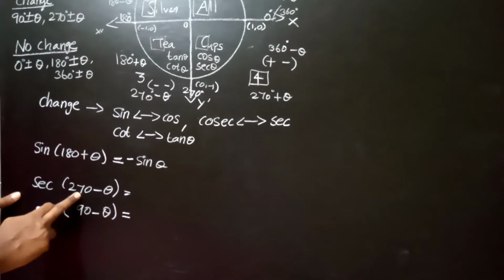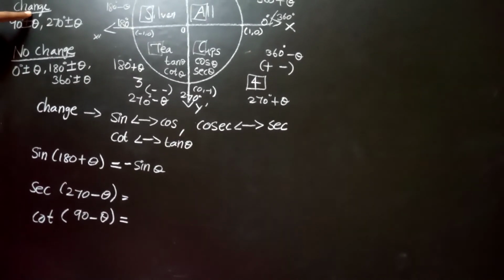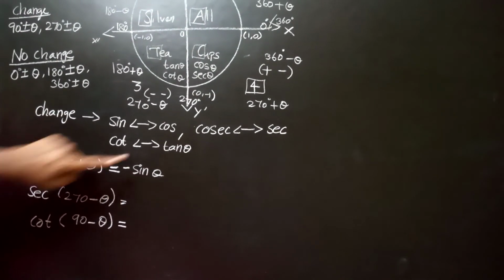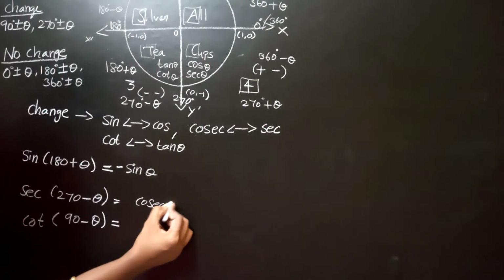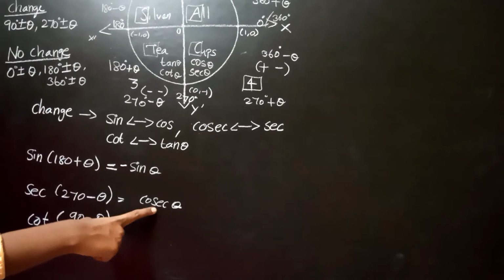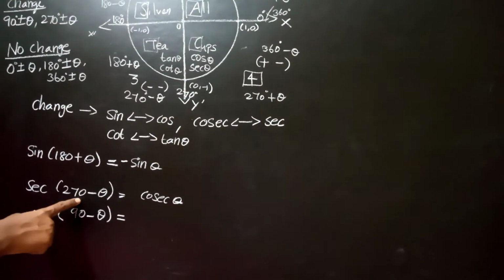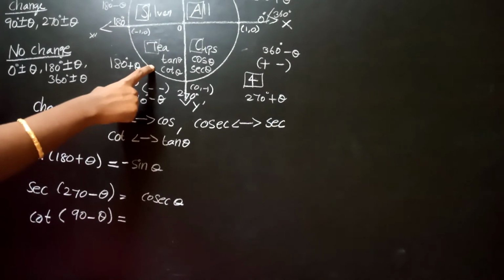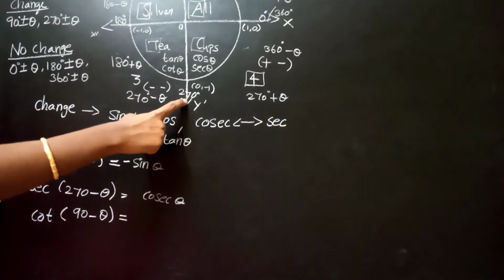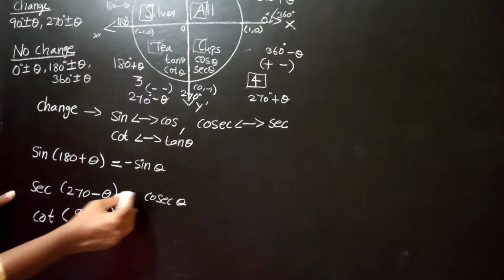Secant of 270 minus theta is the question. For 270 plus or minus we have to take a change. Change means secant we have to change into cosecant. So this is cosecant theta. After writing cosecant theta, just check the quadrant and put the sign. 270 minus theta will come under which quadrant? Again the third quadrant. Only tan and cot are positive, so the secant value will definitely be negative.